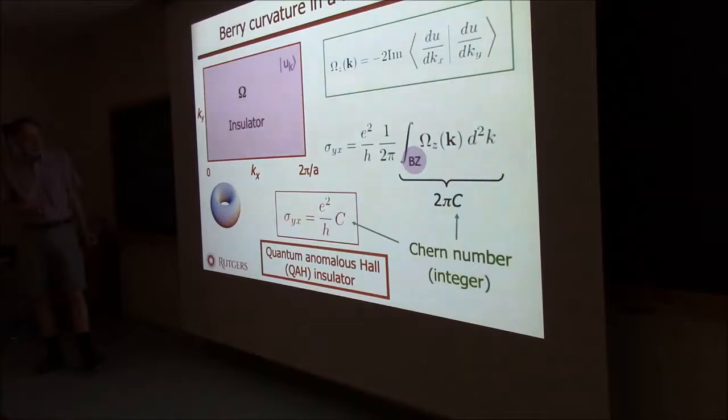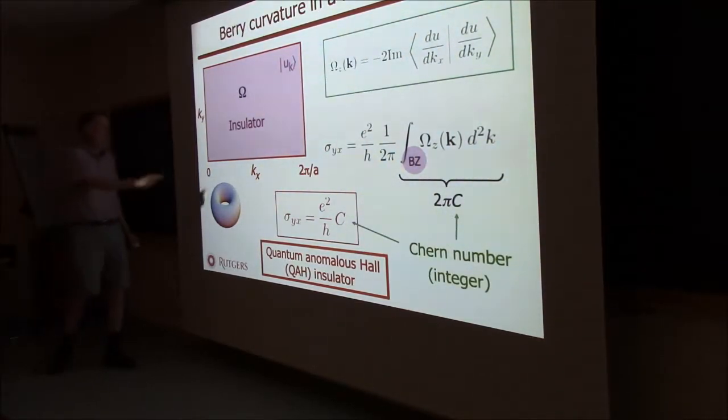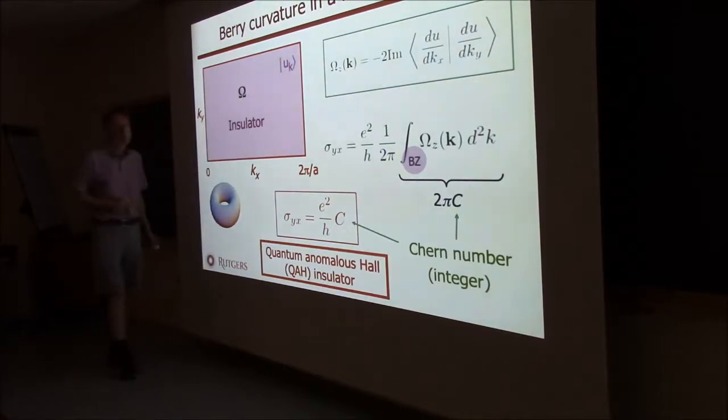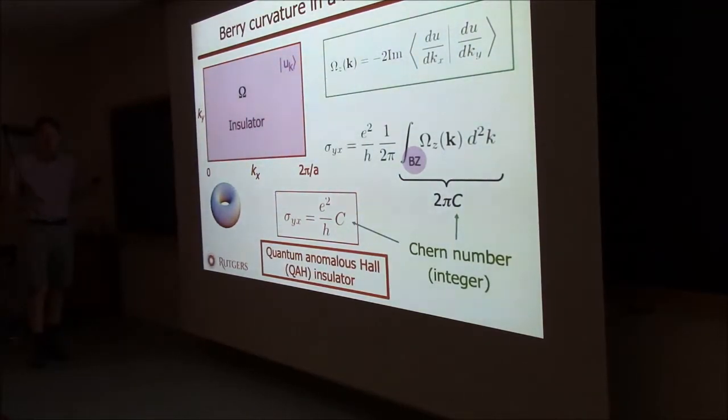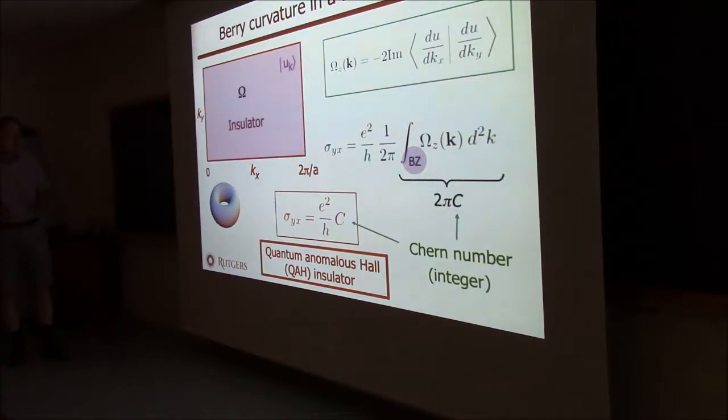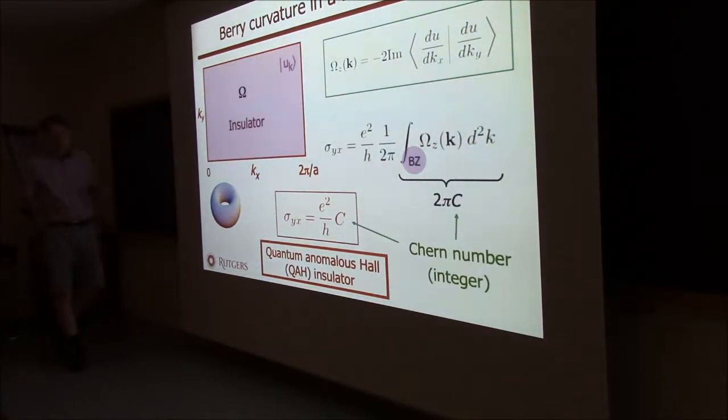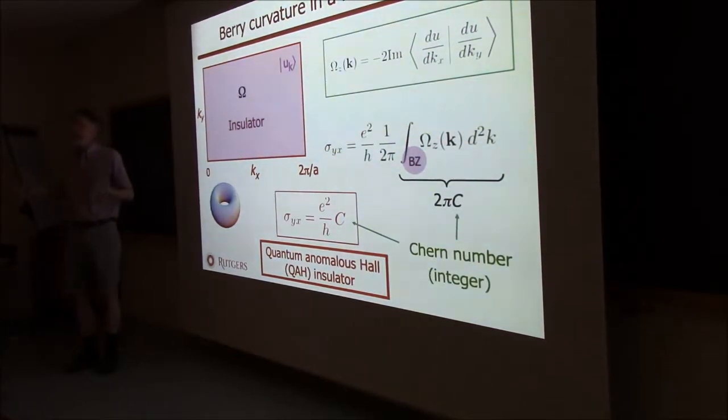I'm assuming here that the quantum mechanics is described in a single particle picture in such a way that you have a well-defined Bloch state as a function of wave vector, and then essentially the wave function of the whole system is like a Slater determinant of all of those things. When you go to highly correlated systems, that's not really true anymore.